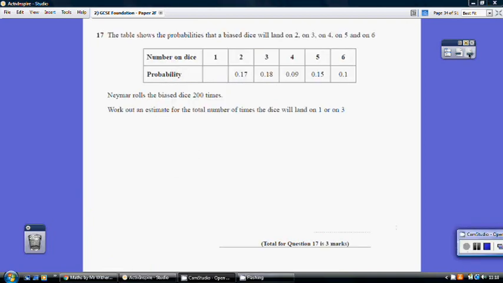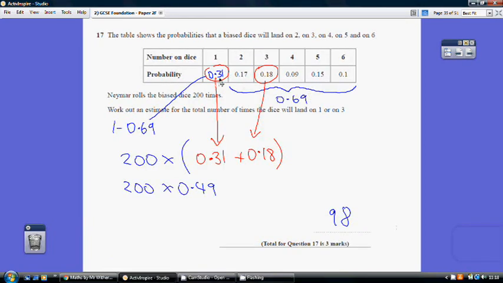Question 17. So first things first, let's work out the probability that we land on a 1. So the probabilities have to add up to a whole. So if we add up the 0.17 and all the other numbers, that comes to 0.69. So the probability of landing on a 1 must be 1 take away 0.69, which is 0.31.